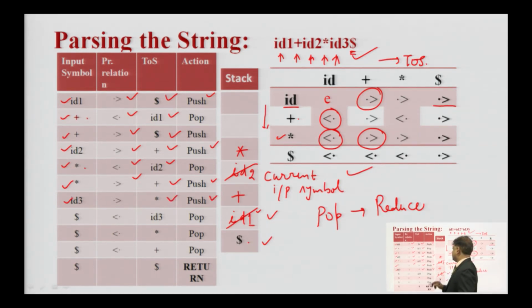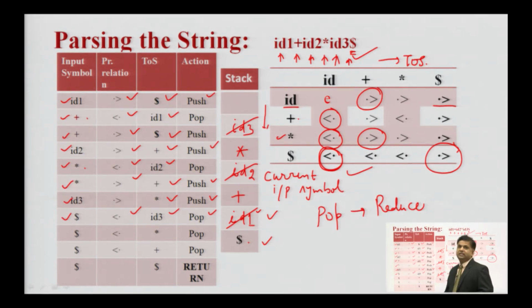So we push the ID 3, right, and the current input symbol moves to the last termination symbol, that is dollar, right. Now the current input symbol is dollar and top of the stack is ID 3. Now dollar and ID 3 is higher precedence, sorry, dollar and ID 3 is having less precedence. This is my less precedence, right. So pop it. How long will I pop? Until I get a higher precedence relation.